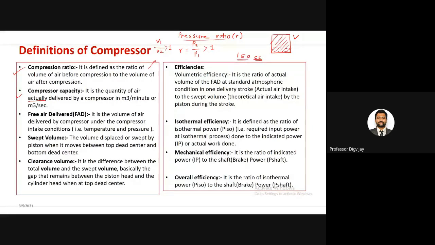The third one here is fresh air delivered, which is also denoted by FAD. This we'll see in the derivations. It is the volume of air delivered by the compressor under the compressor intake conditions. So we know that the outlet pressure is always higher than the inlet pressure in the case of a compressor.